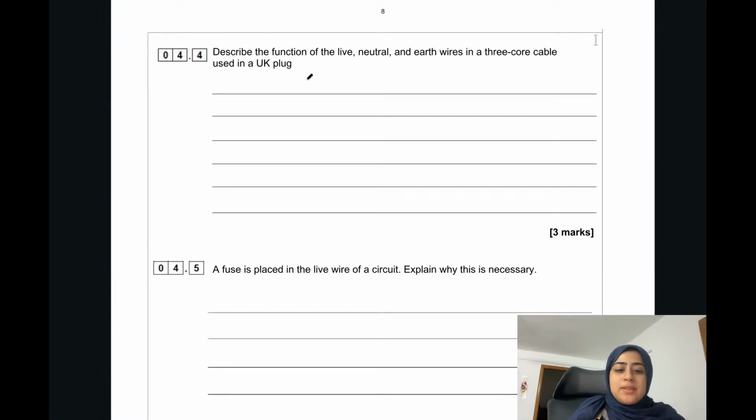Okay, again, this comes up and loves to come up. In the UK, we have live, neutral and earth wires in the 3-core cable used in a UK plug. Describe the function of each of these. Okay, so what does a live wire do?